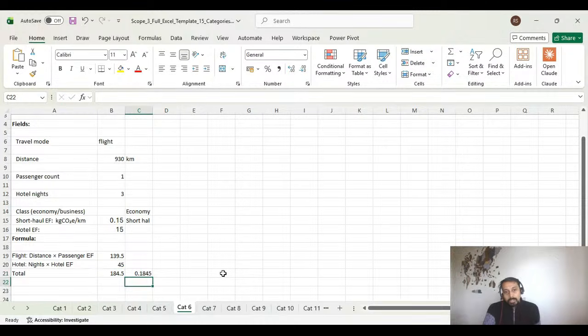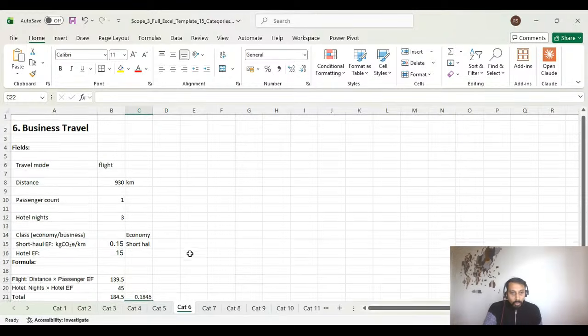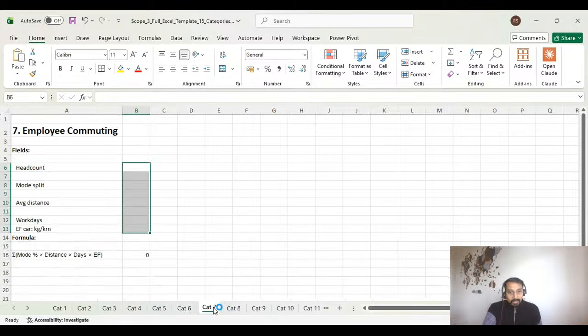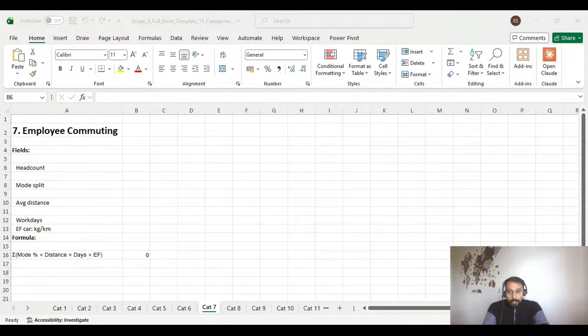So you can carry on with me as well if you want, because it's very easy to calculate some of these categories, and sometimes it's very difficult if your whole value chain process is very complex. Category 7, again it's employee commuting, a similar kind of thing to business travel.